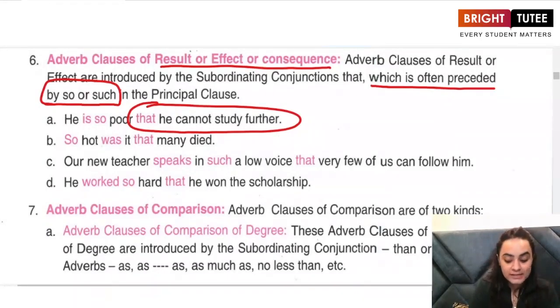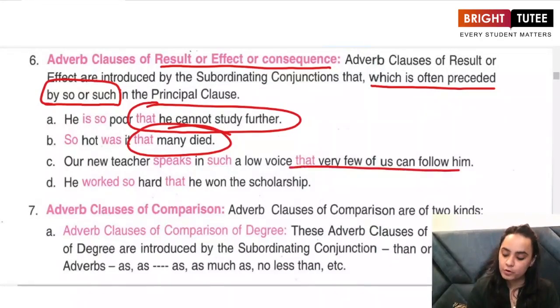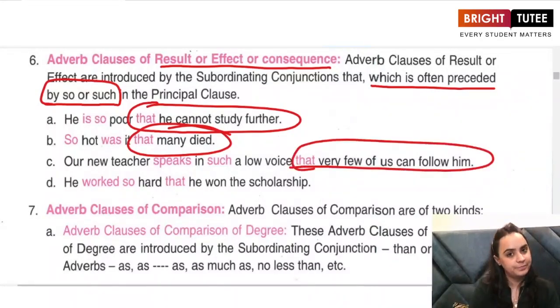So hot was it that many died. What is the effect of it being so hot? That many died. Our new teacher speaks in such a low voice that very few of us can follow him. What is the consequence or the result of the low voice of your teacher's words? That very few of us can follow.